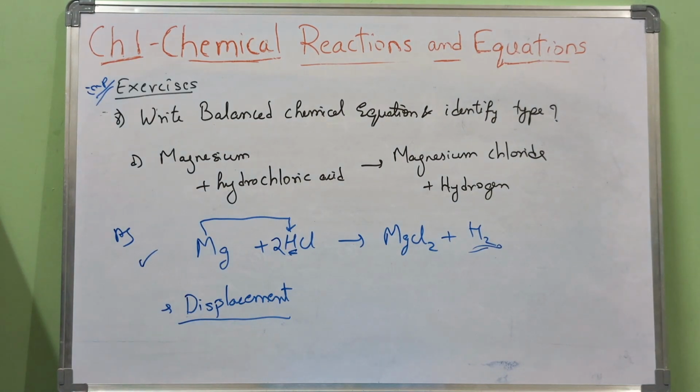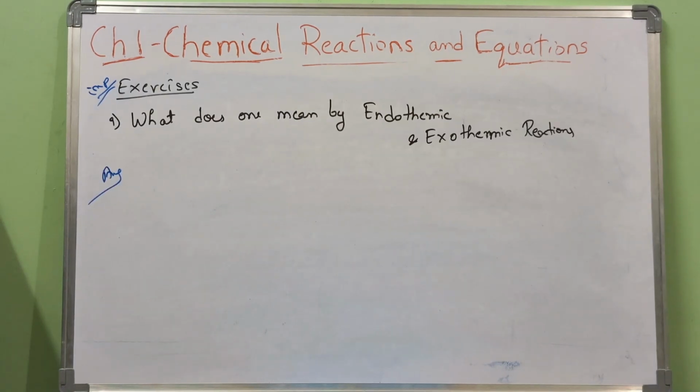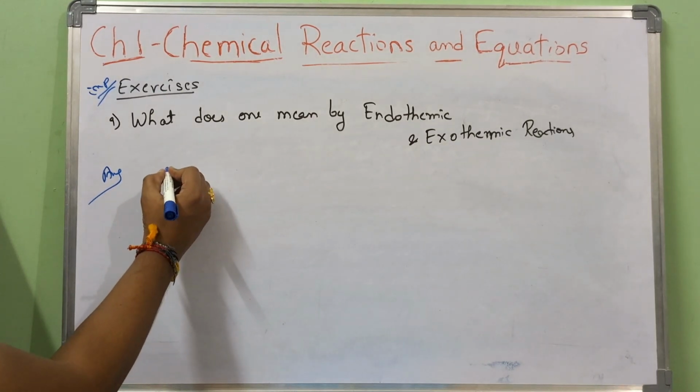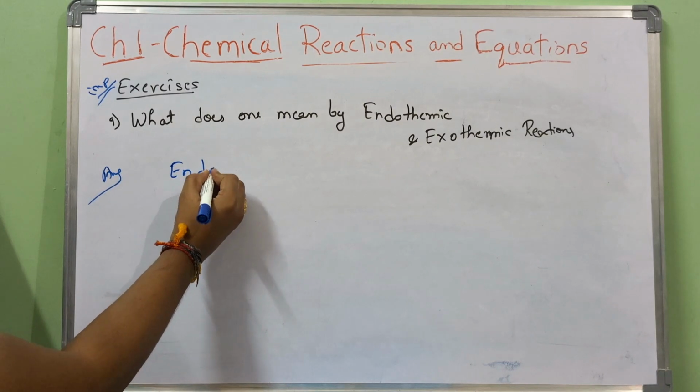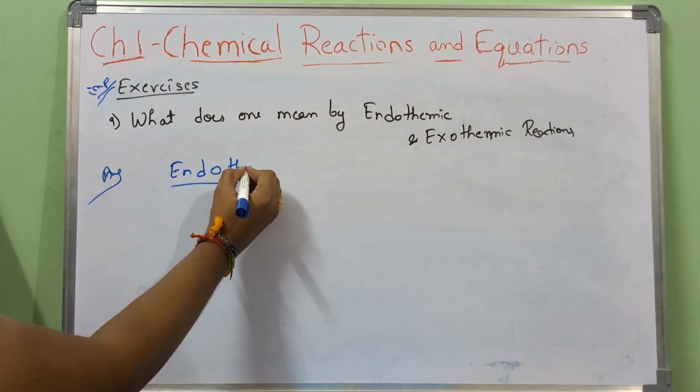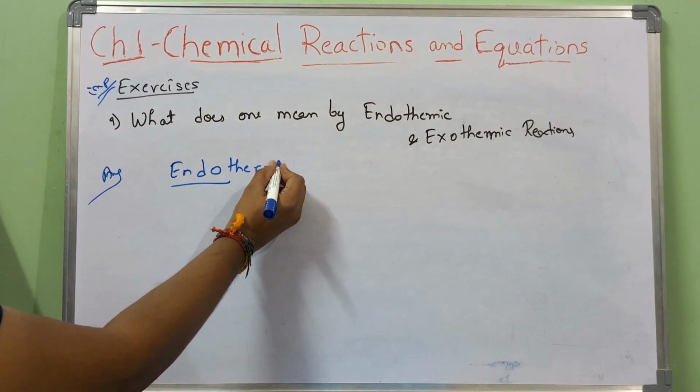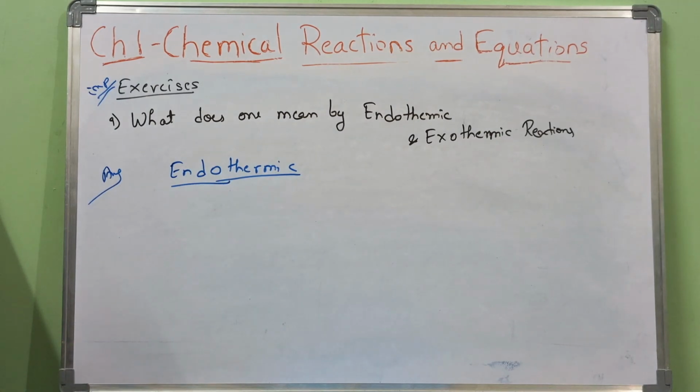Let's go with the 9th question. So let's see the 9th question. In the 9th question they are asking, what does one mean by endothermic and exothermic reactions? So endothermic are the reactions where energy is supplied to form the reaction. So let's see the example of silver chloride.